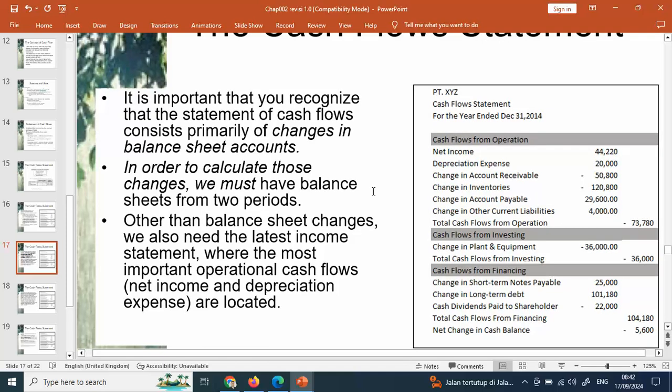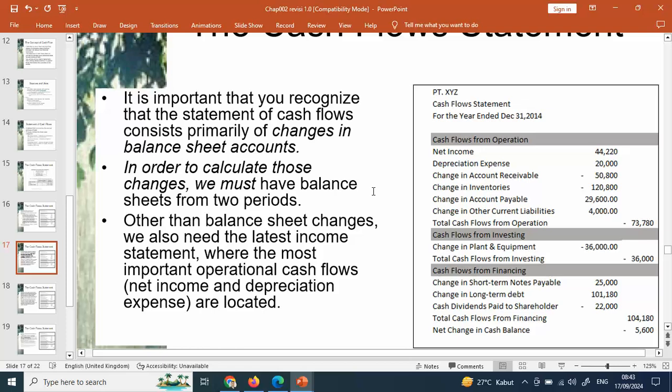So it is important that you recognize the statement of cash flow consists primarily of changes in the balance sheet accounts. Mostly from the balance sheet, yeah, not the income statement. In order to calculate those changes, we must have balance sheets from two periods. Last year and this year.